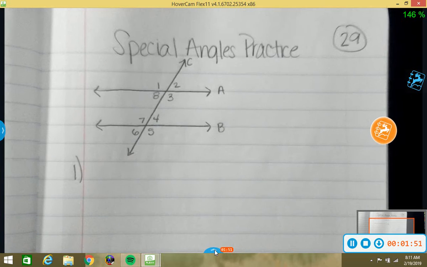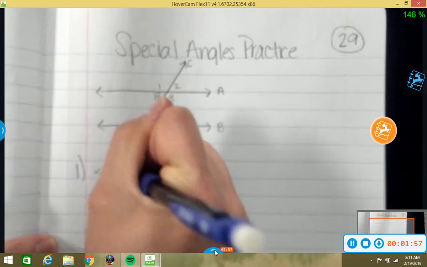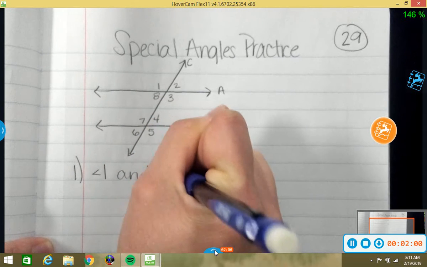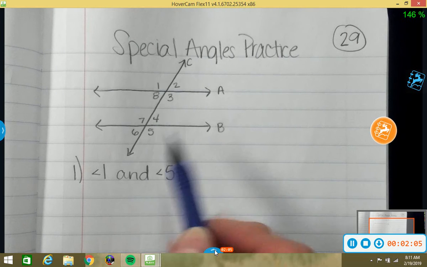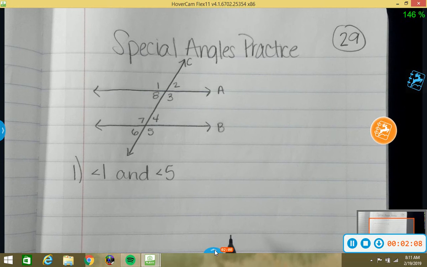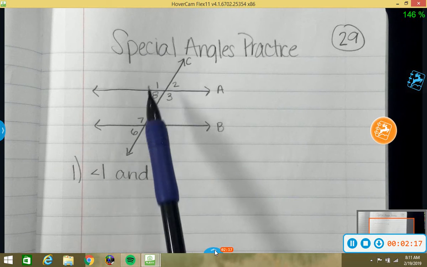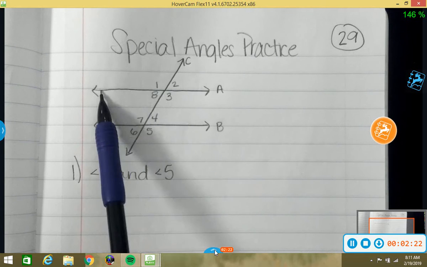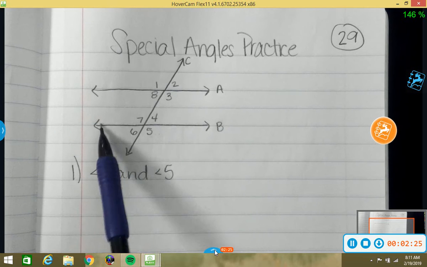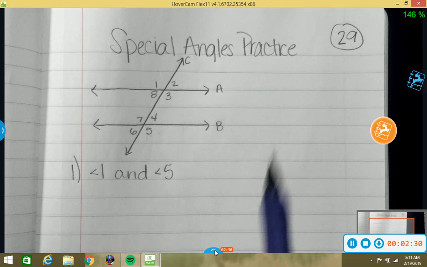The first thing that I'm going to ask you is angle 1 and angle 5 have a name. What is that name? Angle 1 and angle 5. Let me ask you this. Is it on the same side, angle 1 and angle 5? Alternate, and then look, if this is the walls, think of these as walls, it's on the outside of the walls, so it would be alternate exterior.